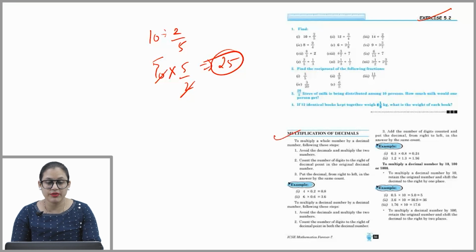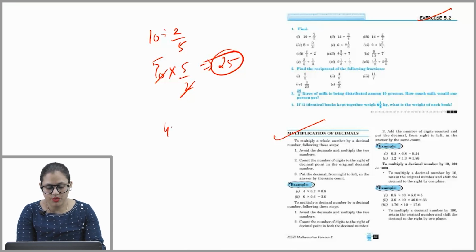Next, multiplication of decimals. To multiply a whole number by a decimal number, follow these steps. Number 1. Avoid the decimals and multiply the two numbers. 2. Count the number of digits to the right of the decimal point in the original decimal number. 3. Put the decimal from right to left in the answer by the same count.